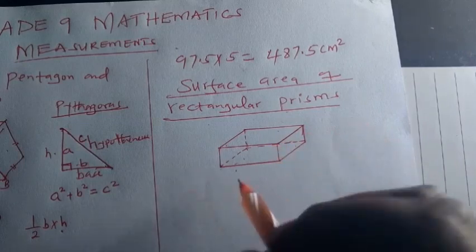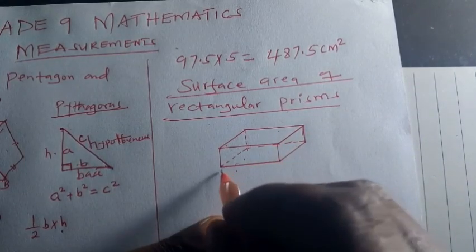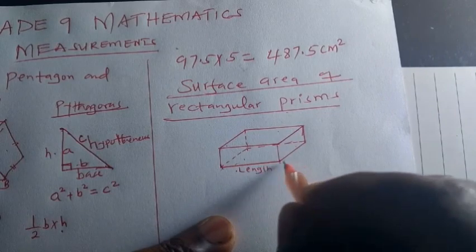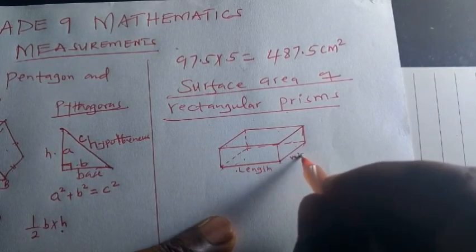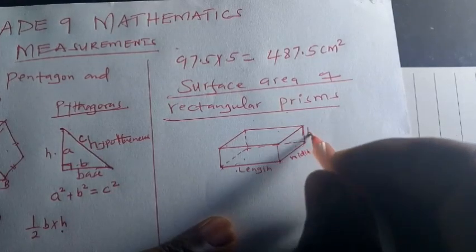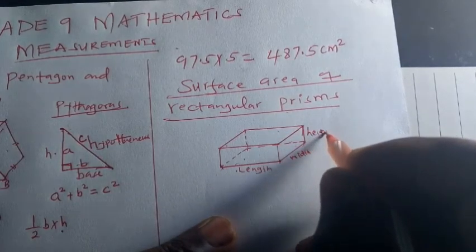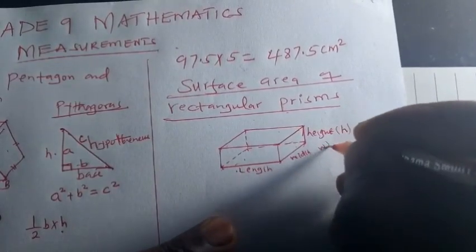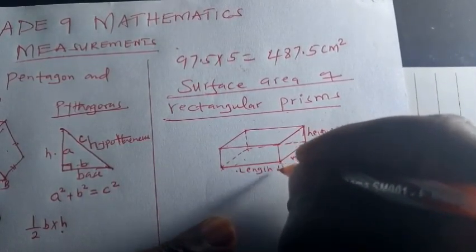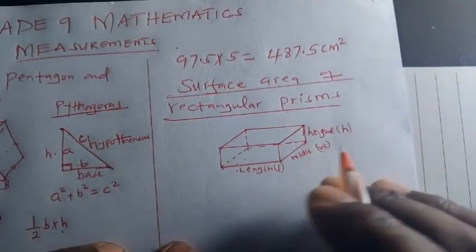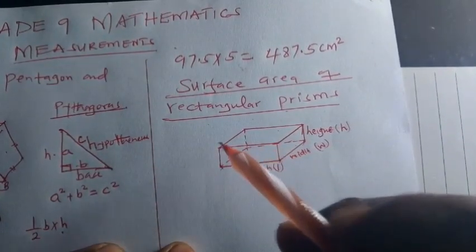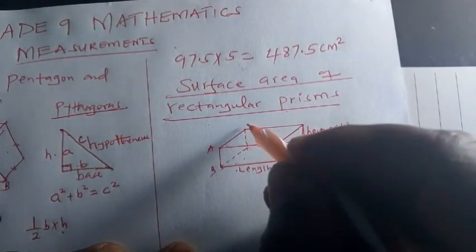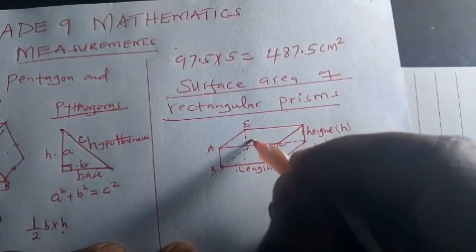Now we need to calculate the area, but before, you should know that from here up to here is the length, from here up to here is the width, and from here up to here is the height. We are going to use H to represent the height, W to represent the width, and L to represent the length. So to calculate the surface area, you can see this side here, A, B, C, D, is exactly the same as side E, F, G, H.